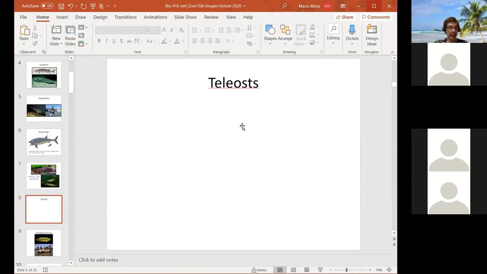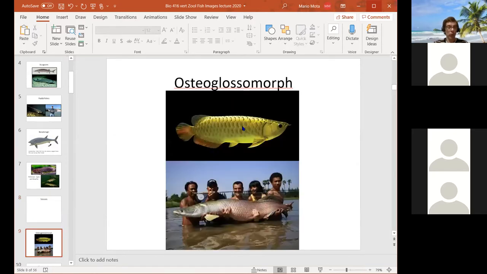I'm not going to go into the taxonomy, I'm just going to go into the general groups. The first one is called osteoglossomorph. So bony, osteoglosso, tongue, morph, shape. So they have a bony tongue. This is a pirarucu or arowana from the Amazon. You see how big they can get.